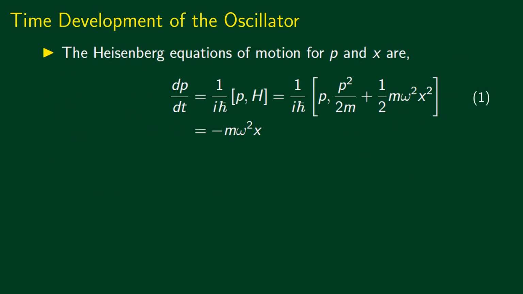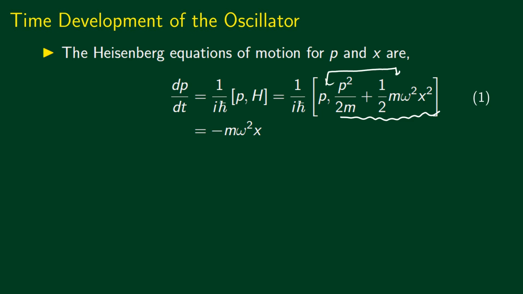One way to describe the time evolution of operators in the Heisenberg picture is to start with the Heisenberg equations of motion. The Heisenberg equation of motion for the momentum operator is dp by dt is equal to 1 divided by i h bar, commutator of p with H. Now you just have to substitute here the harmonic oscillator Hamiltonian, which is p squared divided by 2m plus half m omega squared x squared. The only non-zero commutator in here is that of p with half m omega squared x squared.